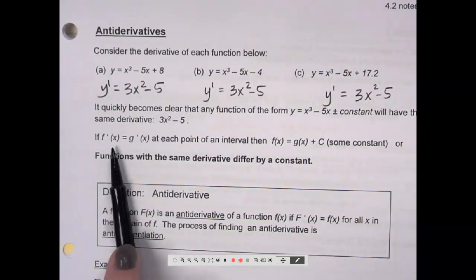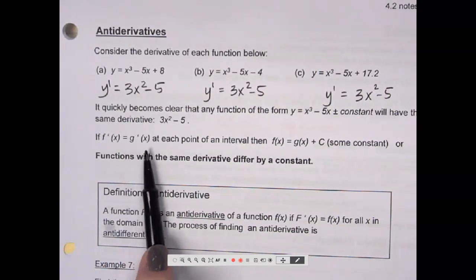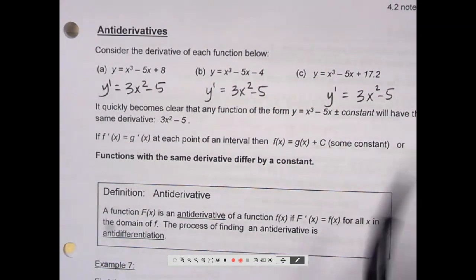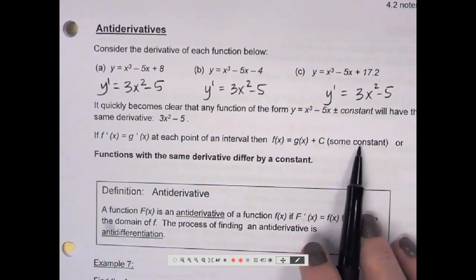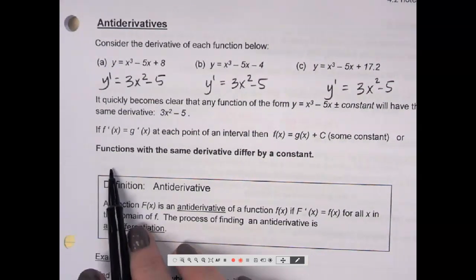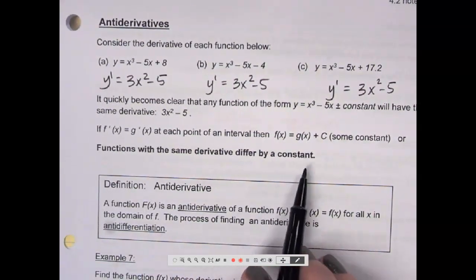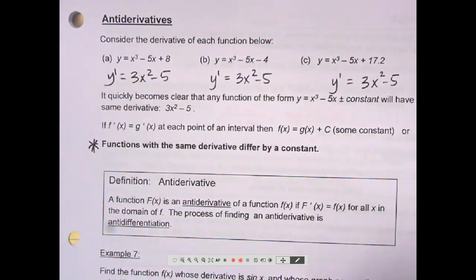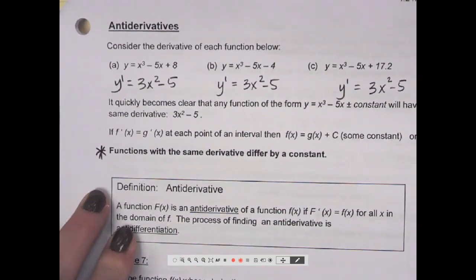Okay, if f prime equals g prime at each point of an interval, then f of x equals g of x plus c, which will stand for some constant, or functions with the same derivative differ by a constant. Okay. Functions with the same derivative differ by a constant.